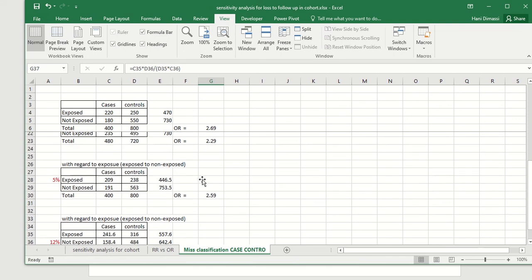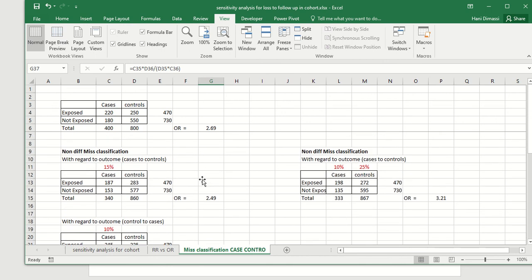So all these examples, I showed you all possible examples of non-differential misclassification. What about differential misclassification? I'm going to show you one example just to illustrate the idea. It's a differential misclassification with regard to the outcome. I'm going to make mistakes with the outcome, taking cases and putting them in the controls. However, not at the same rate in the exposed and the non-exposed.